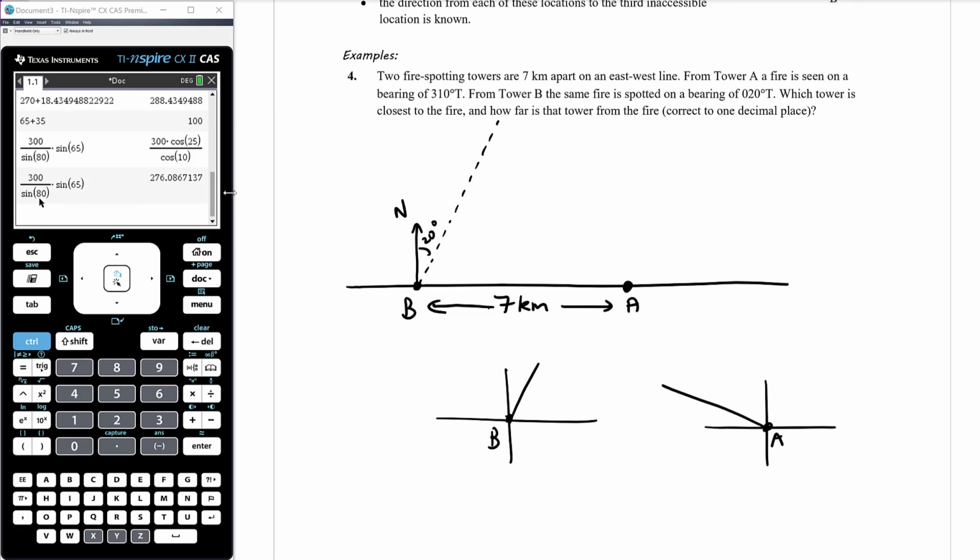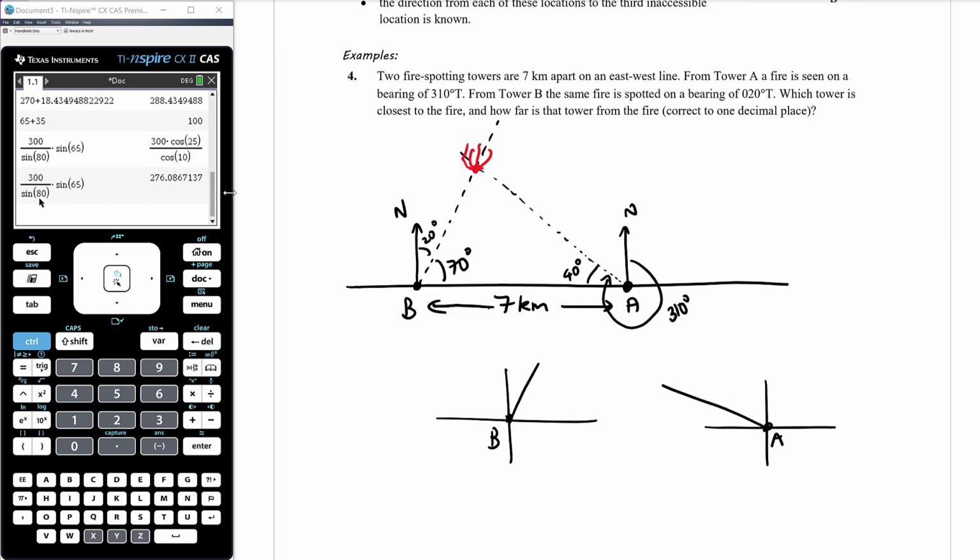Now, 310 is 40 degrees more than 270, so I'm sort of thinking about that when I'm drawing it. Okay, that angle all the way around there is 310. If this is 20 degrees here, that's 70 degrees there. Okay, and so this is where our fire is.